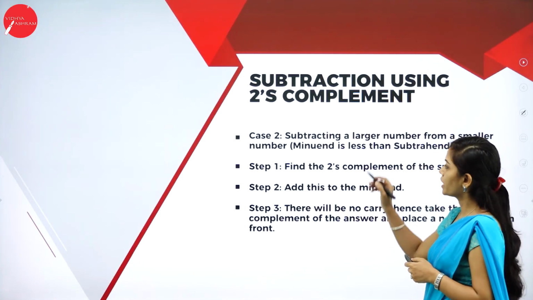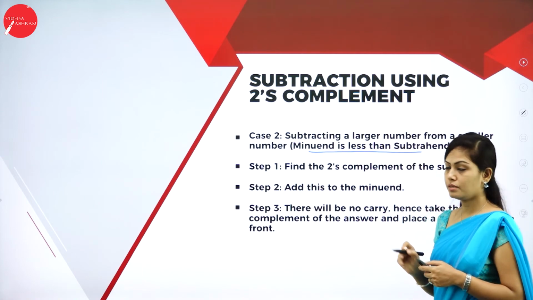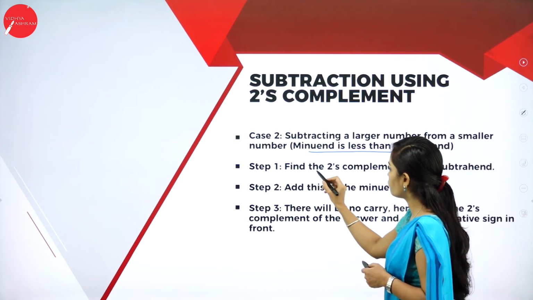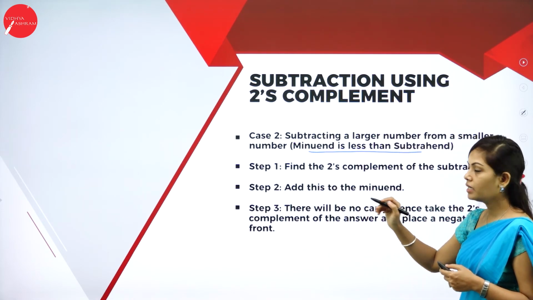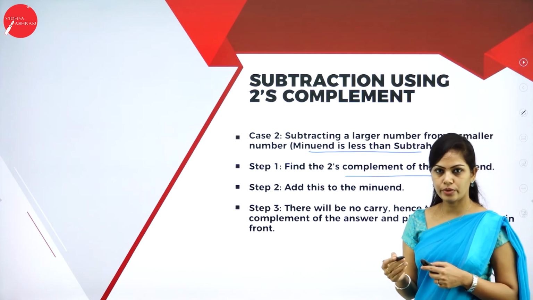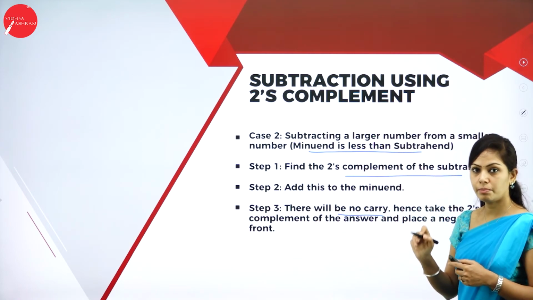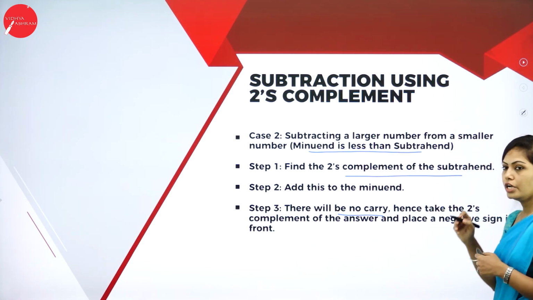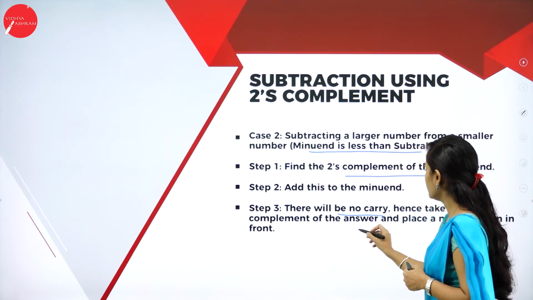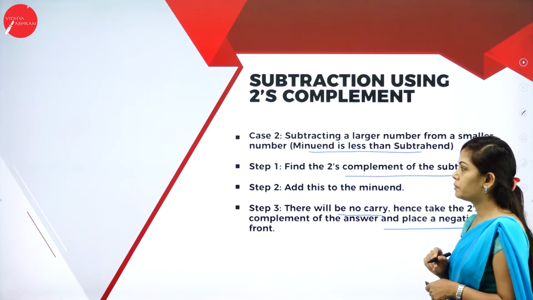And second we have case 2. Minuend is less than the subtrahend. So what is the first step? Again you have to find the 2's complement of the subtrahend and add it to the minuend. Add this to the minuend, there will be no carry. Hence take the 2's complement. Again you have to recomplement the answer and put a negative sign in front of the answer. We will see an example problem.